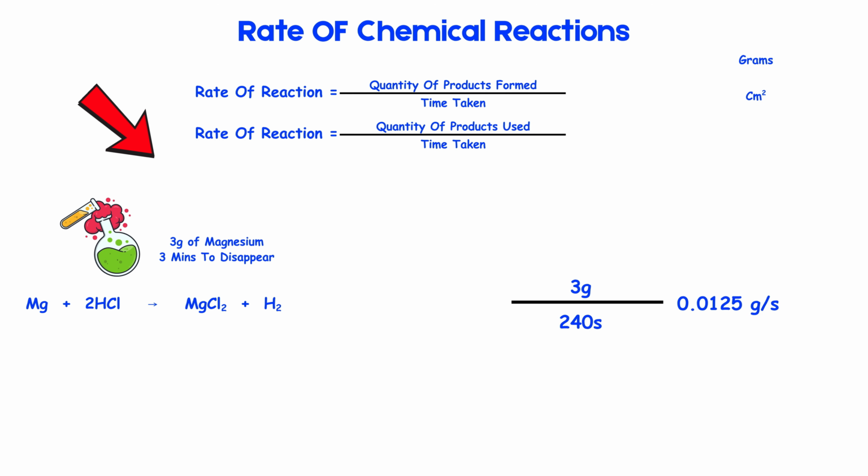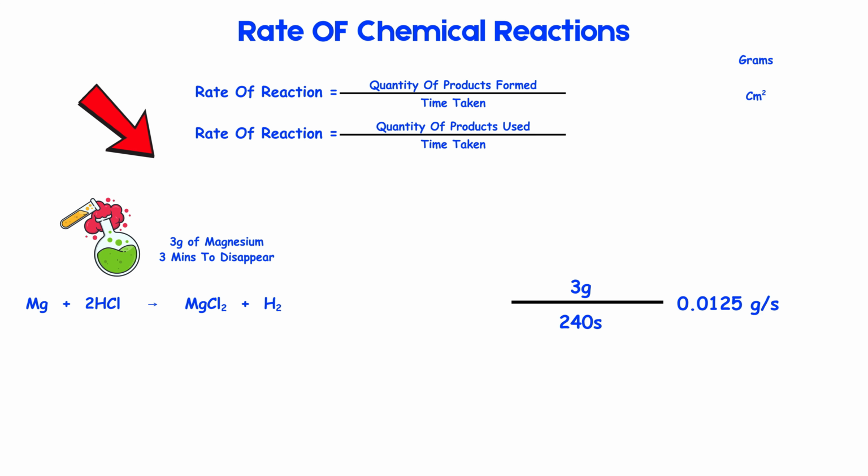In a different example, if 3 grams of magnesium were completely used up in 4 minutes, we would use the first equation. 4 minutes is equal to 240 seconds. We divide 3 grams by 240 seconds, which gives a rate of 0.0125 grams per second. It is important to note that these calculated rates are average or mean reaction rates, representing the overall speed throughout the whole reaction.